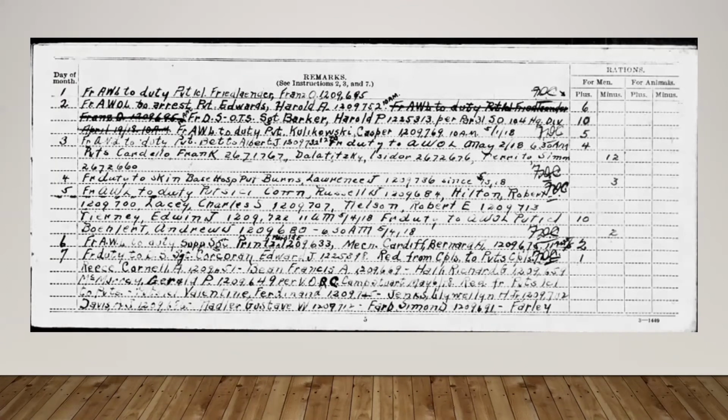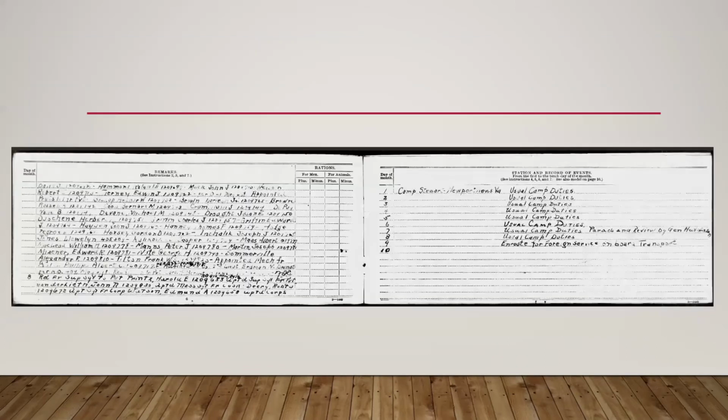So +6 rations means 6 people join the unit on the first day of the month. Second day, 10 people join the unit. 5 and then 4. And then on the third day, 12 were gone. So minus 12 units. And then for animals, there are not very many animals with an infantry unit. Or they're all zeros because there wasn't any change.